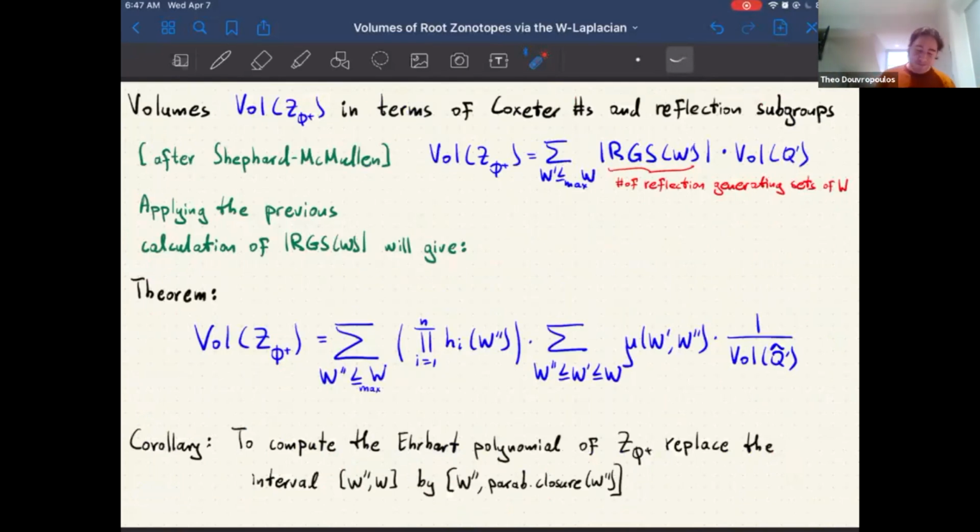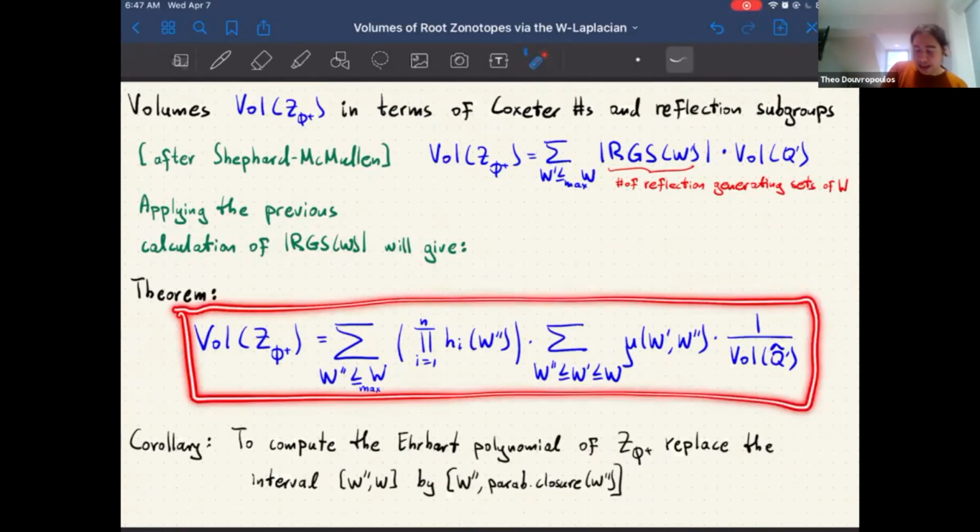So let me just, this is the slide that contains the theorem. I do want to point out, this looks like a relatively ugly formula. I'm going to put a slide at the end: most of the formulas for volumes of root zonotopes have disadvantages.